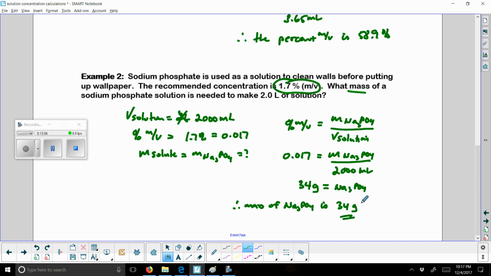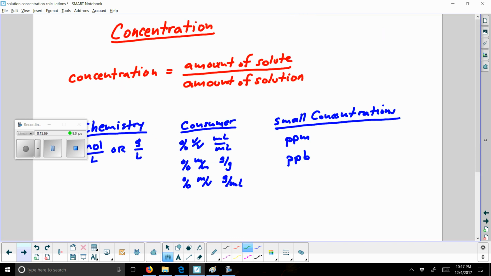And we're done. So again, let's quickly recap. All of these consumer percentages are relating to the concentration of these products. Some of them are just volume, where we use milliliters. Some of them are just mass, where we use grams. Some of them are more combinations, so it's the number of grams per milliliter, but they're all percentages nonetheless. And that's it.